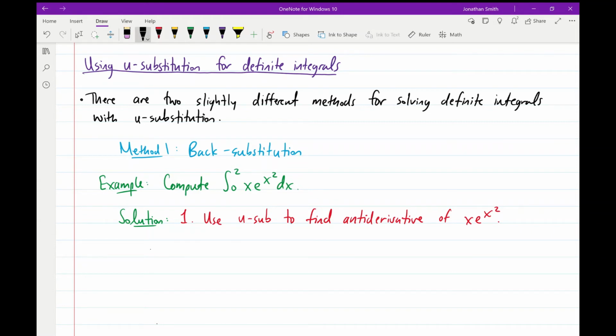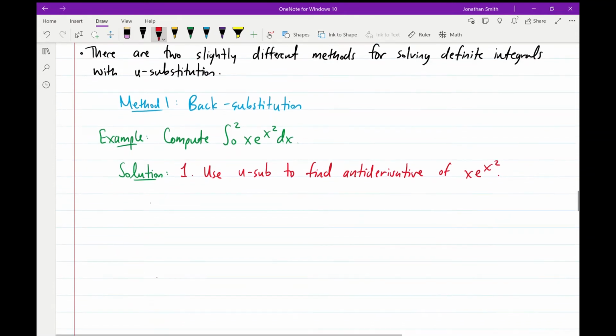indefinite integrals. But we also talked about definite integrals, and now we're going to move on to using u-substitution for definite integrals as well. So for definite integrals, there are two slightly different methods that we can use to solve definite integrals with u-substitution. So I'm going to take you through both methods, and you do need to know both of them, but they're only slightly different, and it shouldn't be too difficult for you to remember both.